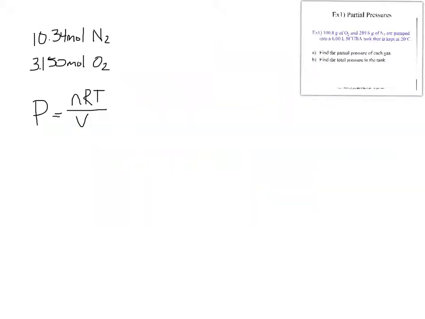Don't waste a lot of time going through the calculations in this slide. I'm assuming you know how to convert grams to moles and then use PV = nRT. So we convert the grams and find out we have 10.34 moles of nitrogen and 3.15 moles of oxygen. And then in our PV = nRT equation, we're just going to rearrange it to solve for pressure. And once we have that, we can just plug in the different moles. R, T, and V are going to be the same for both. It's going to be 20 degrees Celsius, so 293 Kelvin, and 6 liters.